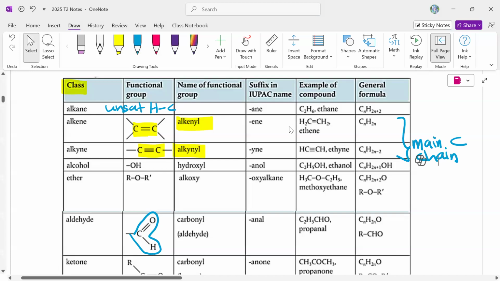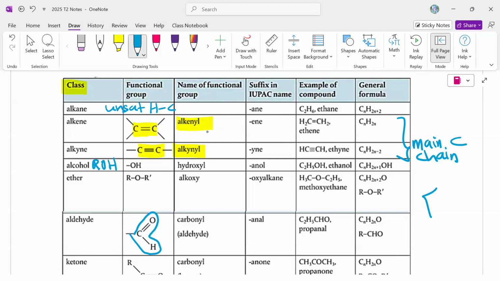Next, if I have OH, the class of compound, okay, the OH I'm referring to here is ROH, an alkyl group bonded to OH, not a benzene ring bonded to OH. Okay, if it's a benzene ring bonded to OH, then we call it phenol. So it's not an alcohol.